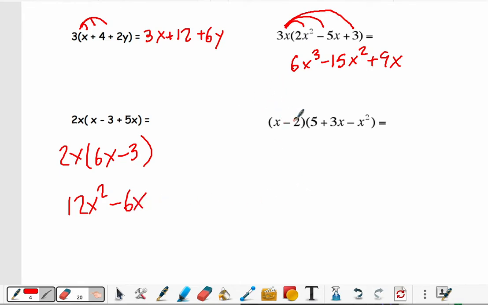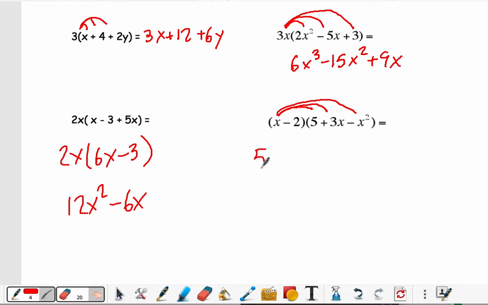And then here we actually have a binomial times a trinomial. So there's a couple different ways of thinking about this. The one way that I like to do this is I don't necessarily FOIL because we have a 2-term piece times a 3-term piece, but what you can do is distribute your x to everything and then separately distribute your negative 2 to everything. So I'll show you what that looks like.